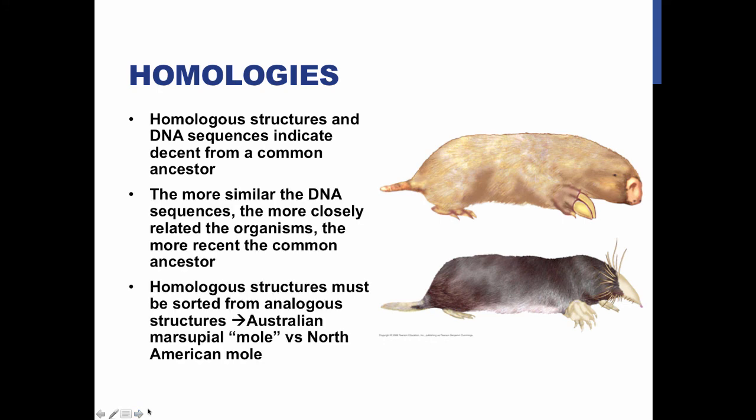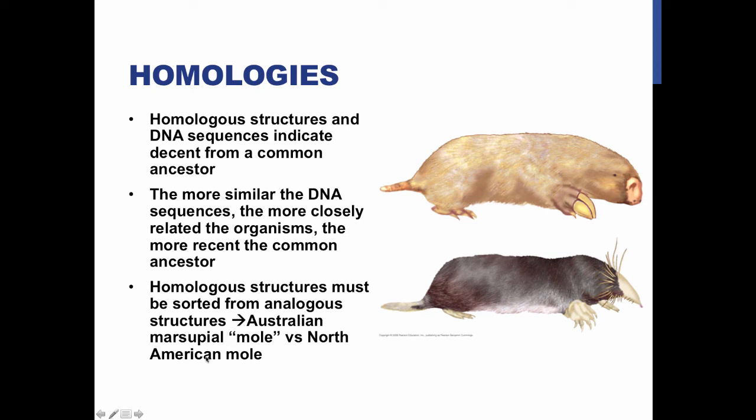So to create a phylogenetic tree, what we're looking at are homologies, and we've talked about homologies. So we're looking for homologous features that allow us to put things in the same spot. But we've got to be careful. We're looking at homologous structures as opposed to analogous structures. So here we've got the Australian marsupial mole and the North American mole, and they have analogous structures, but they aren't that closely related.